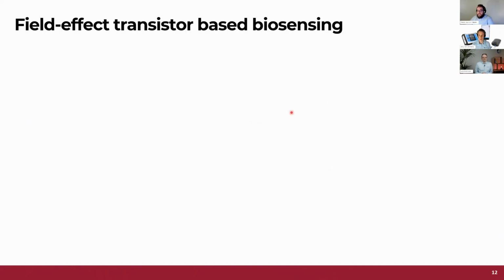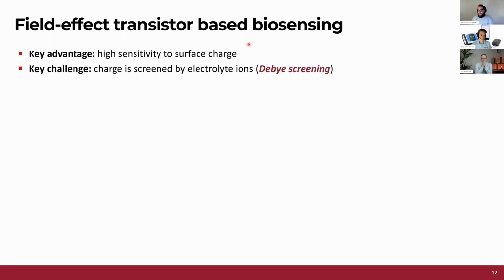Now I would like to present some more details about biosensing itself and why it has been challenging so far, and what was my colleagues' and my way to solve those issues. So, as I mentioned already, the key advantage of field effect transistor-based biosensors is the high sensitivity to surface charge. So the surface charge changes, then the surface potential changes, and that gives the change to the IV characteristics. But there is also a key challenge that is also known for the potentiometric field, which is the device screening limitation.